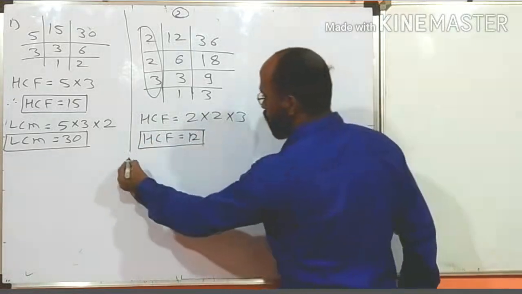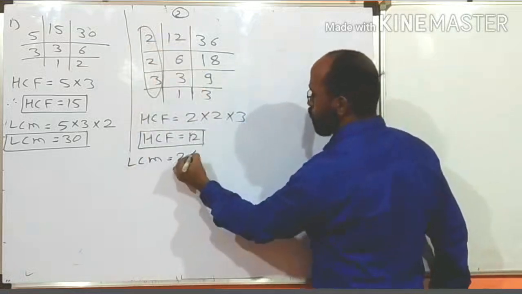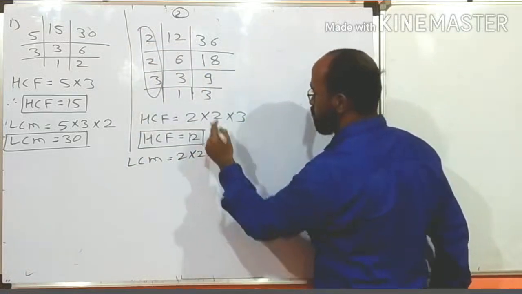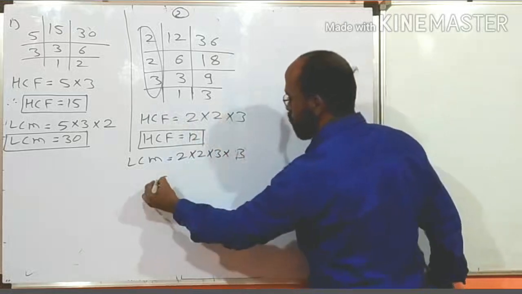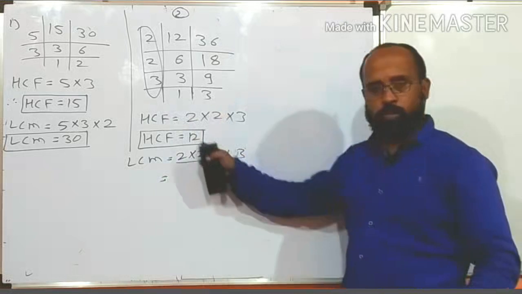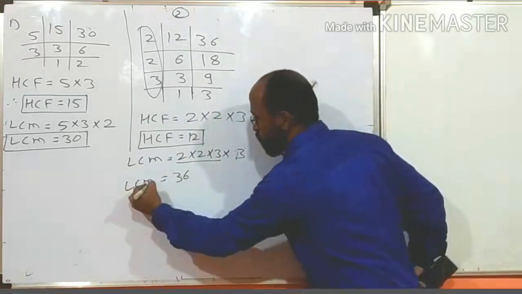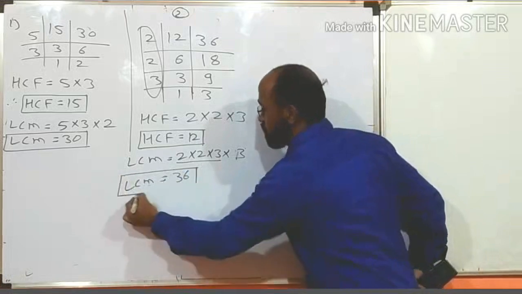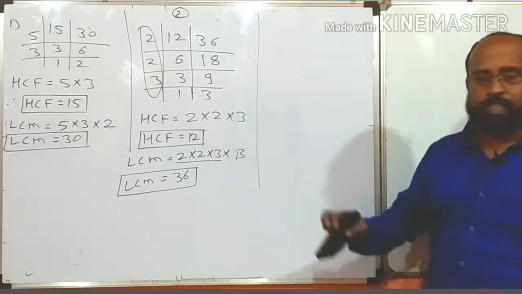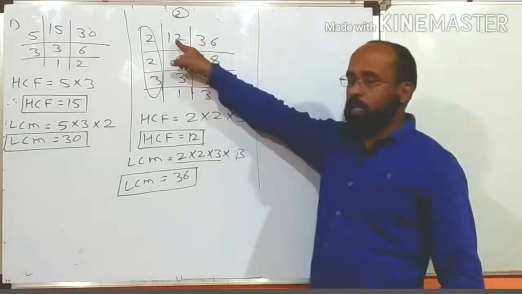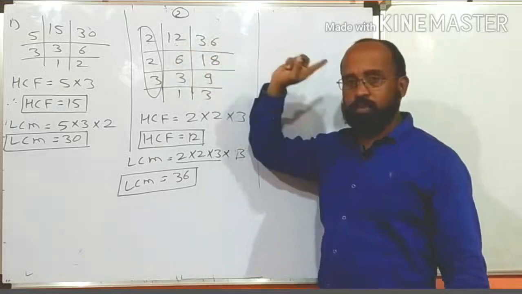LCM. This first column 2 into 2 into 3 multiplied by last row 1 into 3, that means into 3. So this is nothing but 12. We found 12 multiplied by 3, 36. LCM is equal to 36. Clear? Are you getting anything? Any pattern? We are finding HCF and LCM of 12 and 36. HCF is 12, LCM is 36.